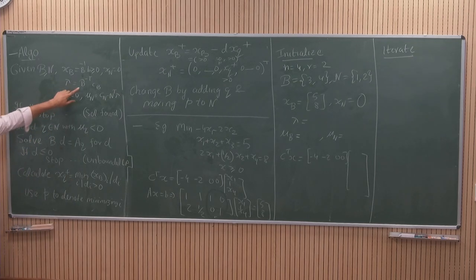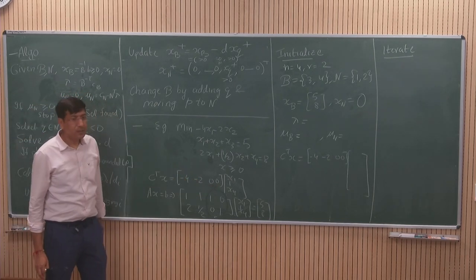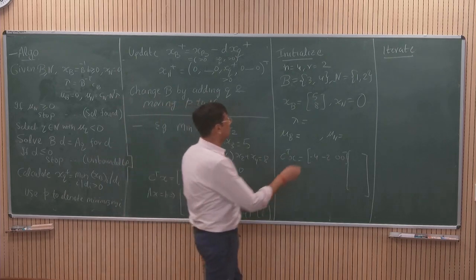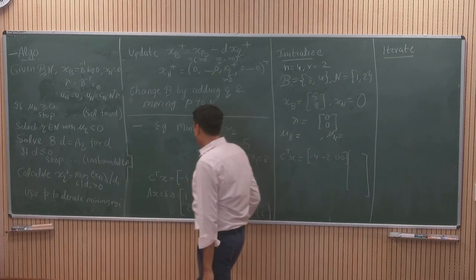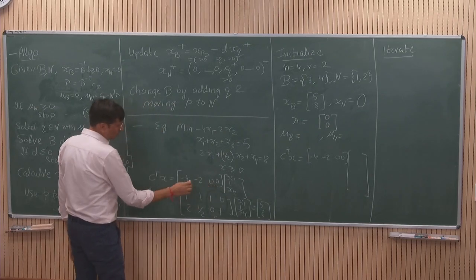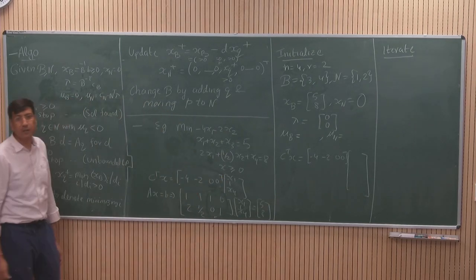What is lambda? B inverse transpose times CB. This is again identity, so it doesn't matter. What is CB? CB is these two, so we'll write them as 0, 0. It has to be written as a column vector because this is C transpose, remember? And that's why it's written as a row here.